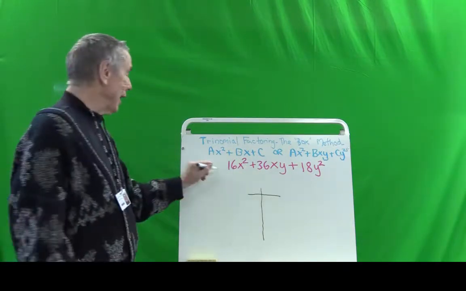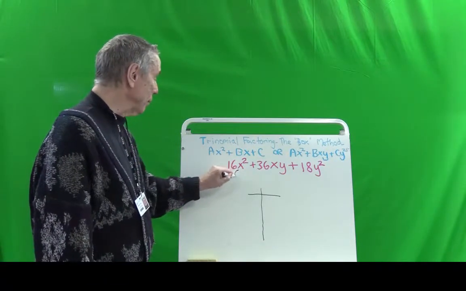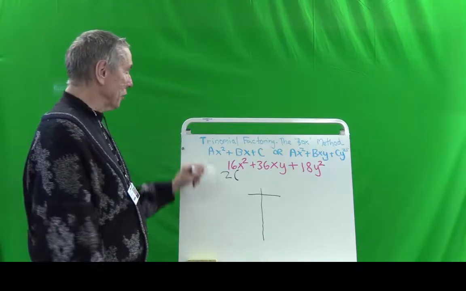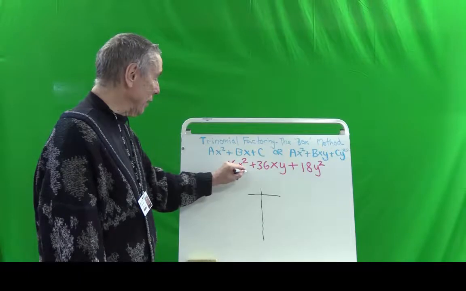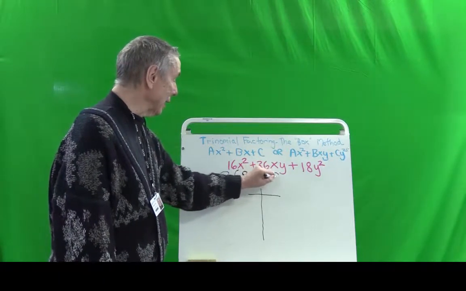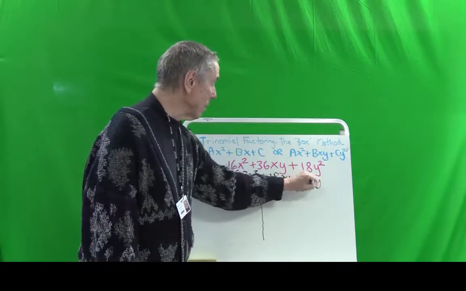So the GCF is 2 times the quantity, and now just like we did in a previous section, we have to divide each of these by 2. So that would give me 8x squared plus 18xy plus 9y squared.